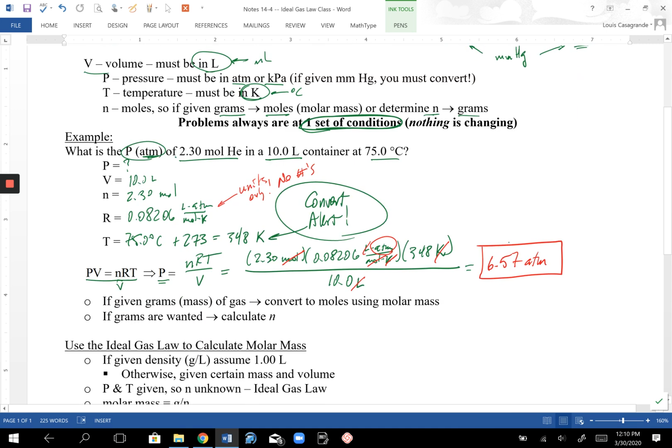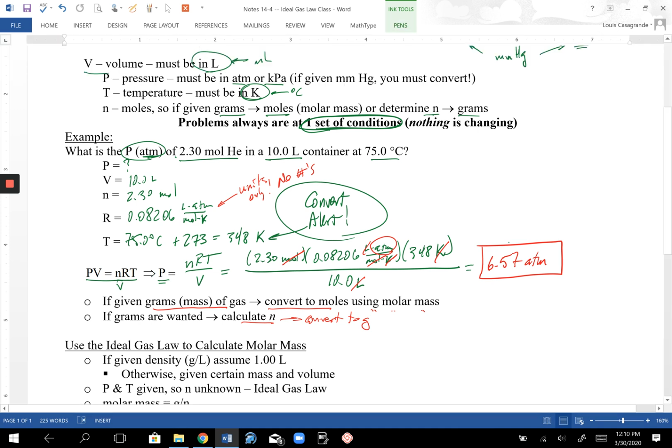As I said before, given the grams or the mass, you'd convert to moles using the molar mass. And if grams are wanted, we'd calculate n and then convert to grams, again using molar mass.